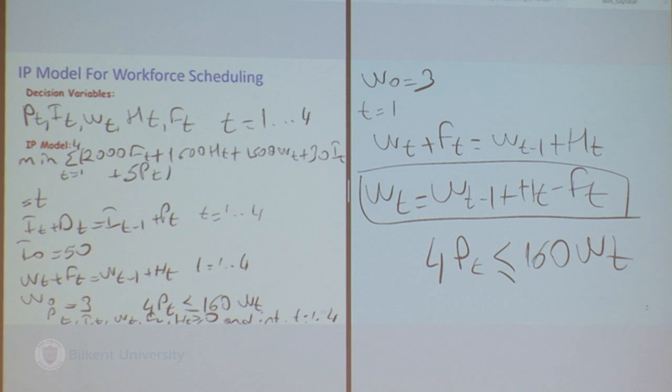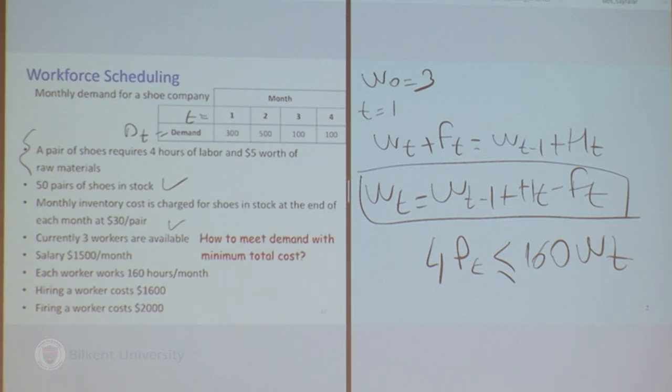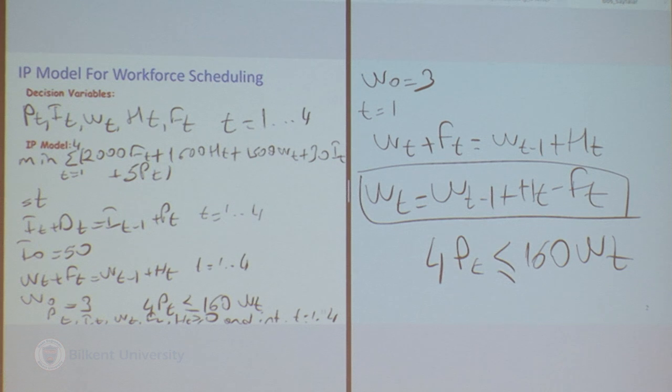This actually brings us to the formulation that I have written in the break on the left. My decision variables: PT, production amount; IT, inventory; WT, my number of workers; HT and FT, hired and fired workers. Those are my variables. Objective function: for each firing it was 2,000 and hiring was 1,600. So for fired workers, I'm paying this much. For hired workers, I'm paying 1,600.